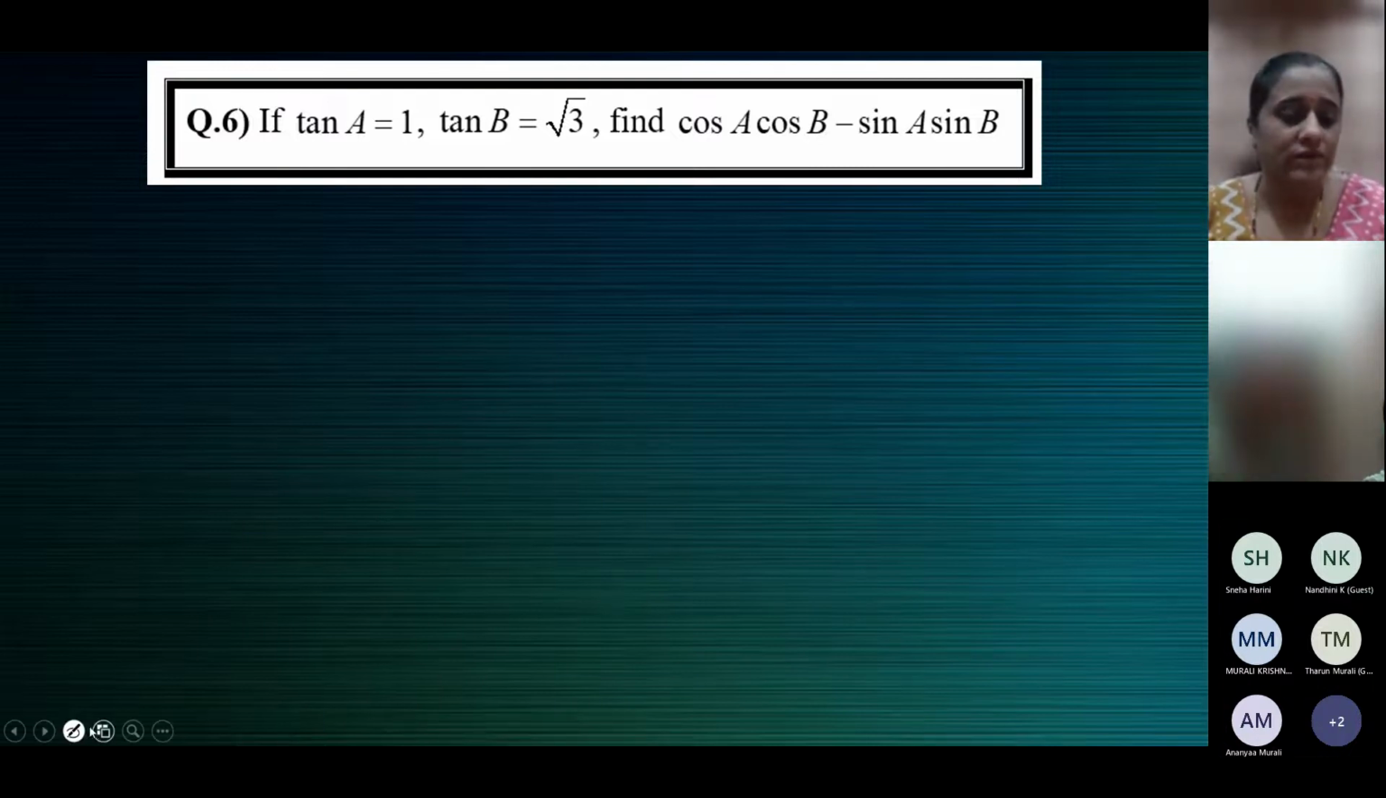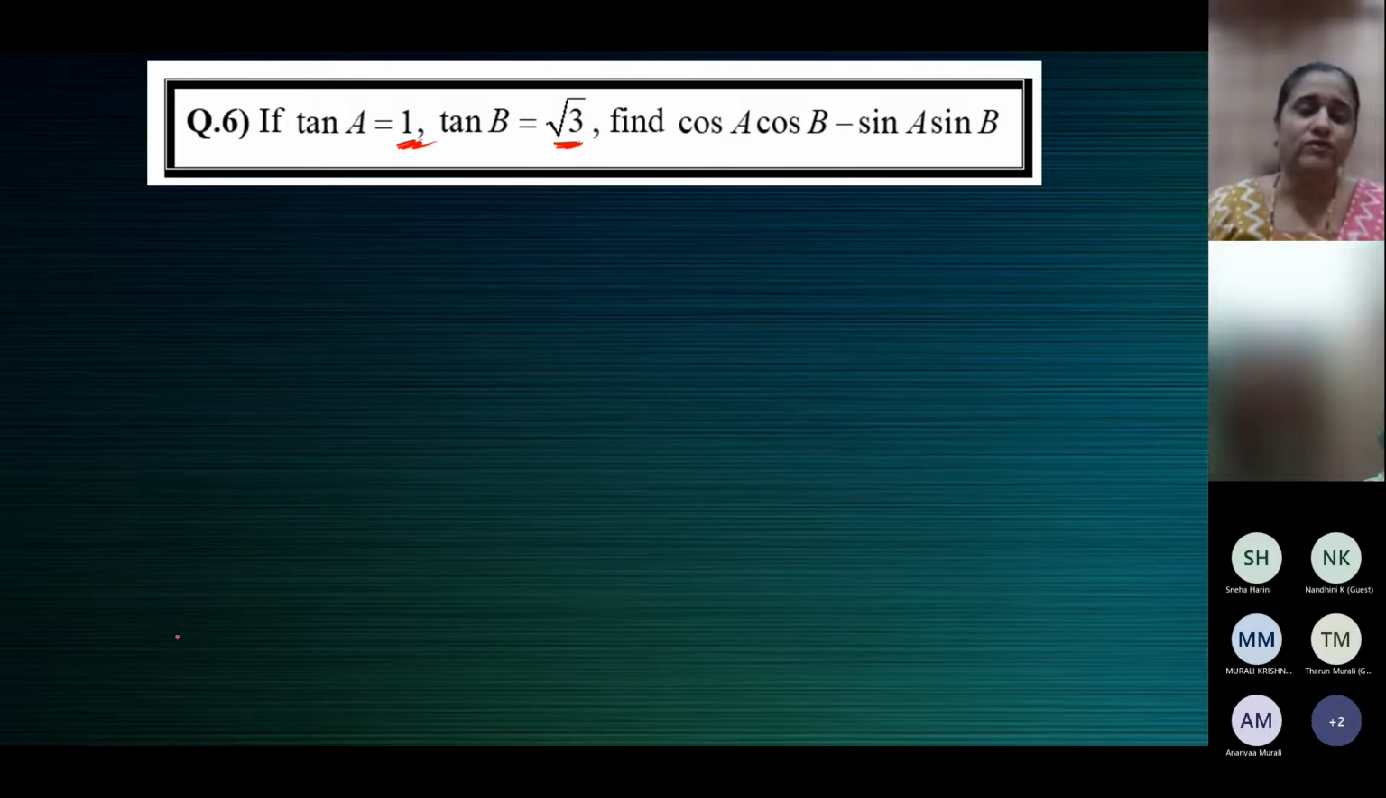Now, when we read the question, we realize that 1 and root 3 we can find in the tan table. Somewhere in tan, the value of tan is 1 and root 3, which is familiar to us. So you can find the angle here. Tan A is equal to tan 45 because 1 is tan 45 degrees. So A is equal to 45. Similarly, tan B is equal to tan 60 degrees because root 3 is tan 60. So B is equal to 60 degrees.